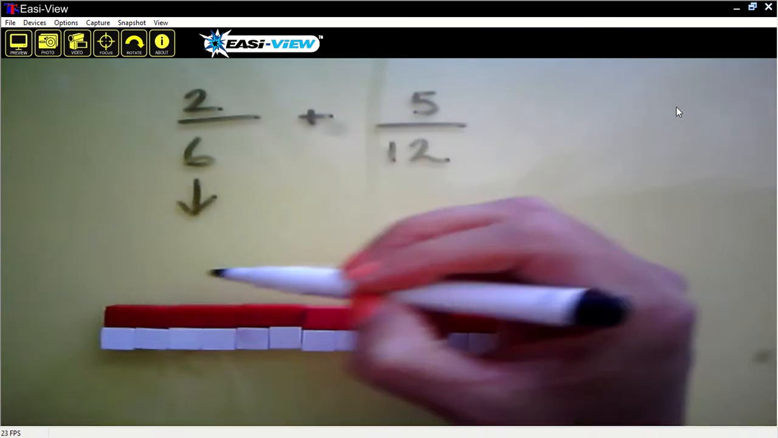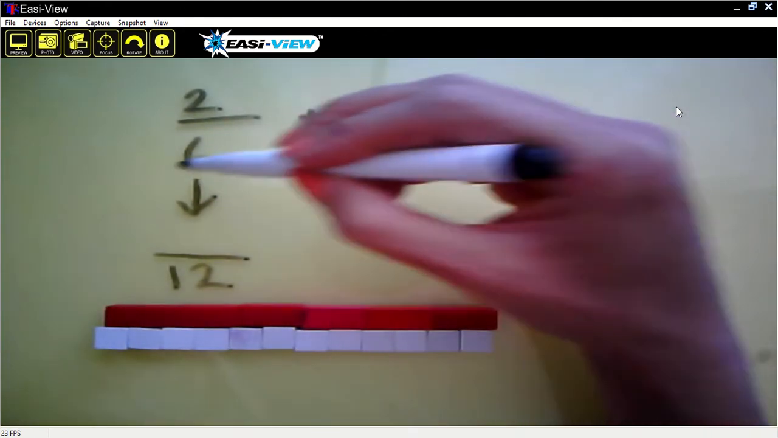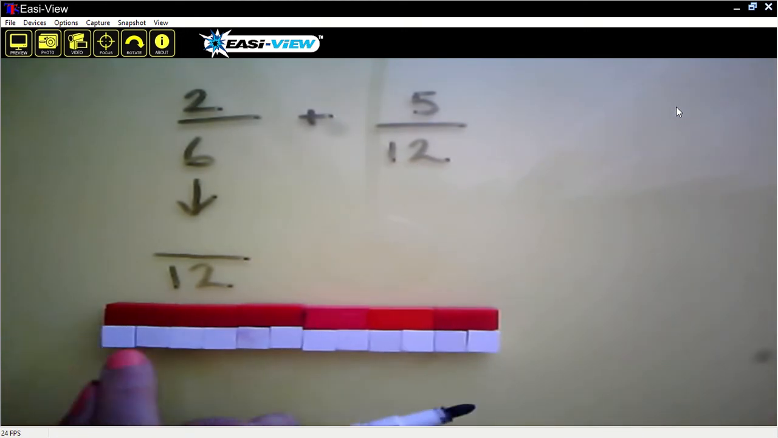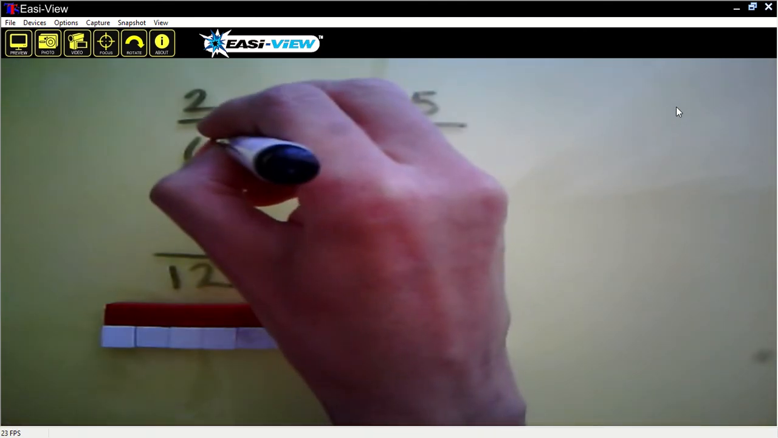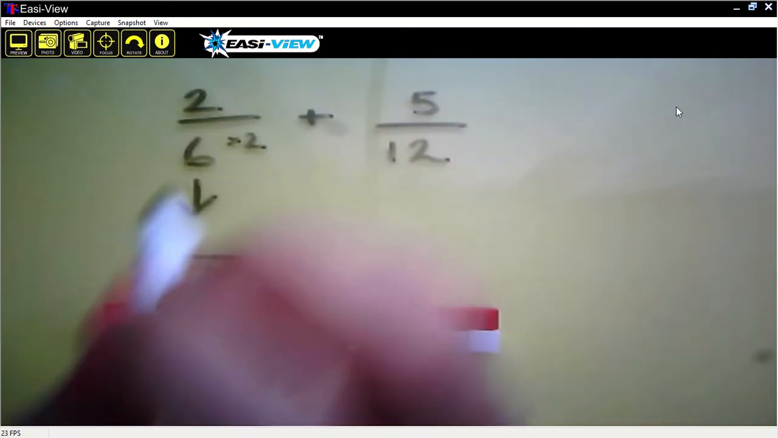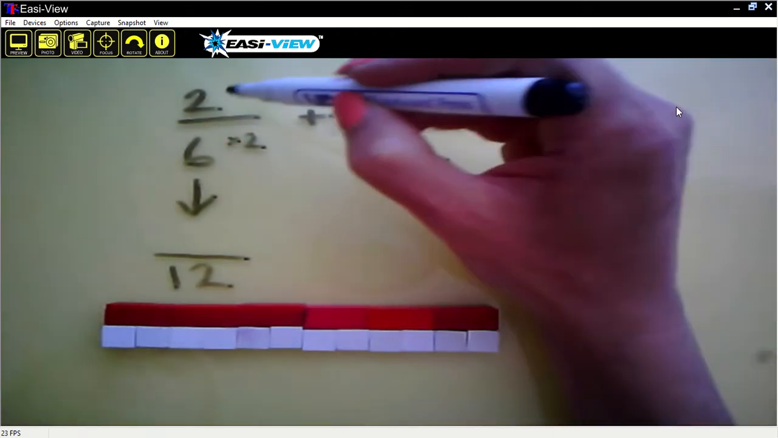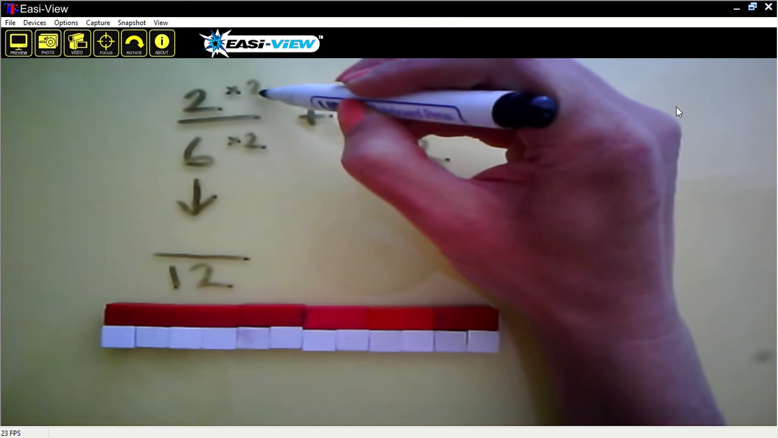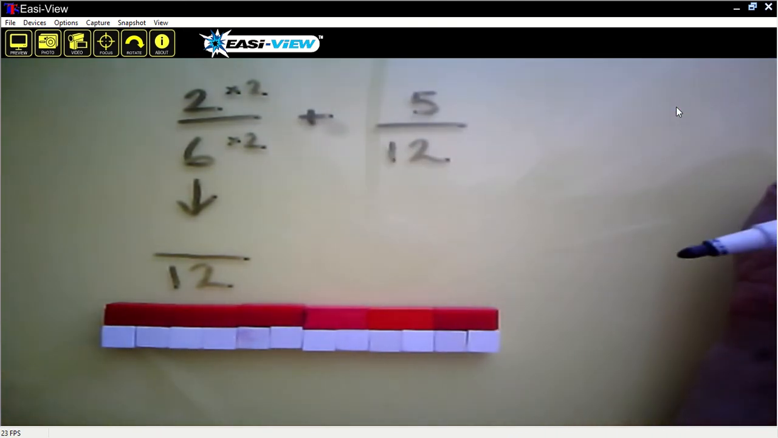So I would draw a little arrow, and I'm looking to see what I do to my denominator of 6 to turn them into 12ths. Well, I can see that for every 6th, I have 2 12ths. So I'm going to multiply my 6 here by 2. That's going to give me 12. Now, because I've multiplied my 6 by 2, I also need to multiply my numerator by 2, because we need to keep the value of the fraction the same. It's just the representation that changes.